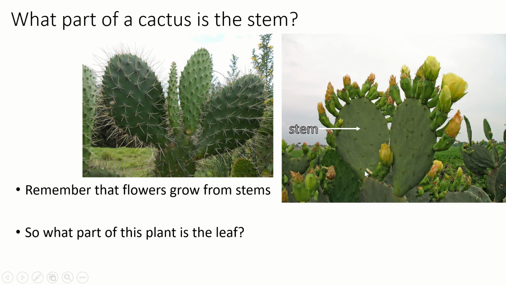So what part of the plant is the leaf? The leaves are the needles of the plant. So they're very, very reduced. So in this plant, in cactus, rather than relying on the leaves for photosynthesis, the stems are actually the main photosynthetic site.